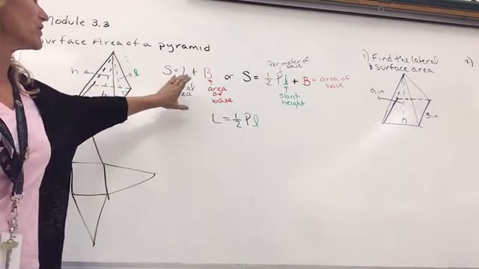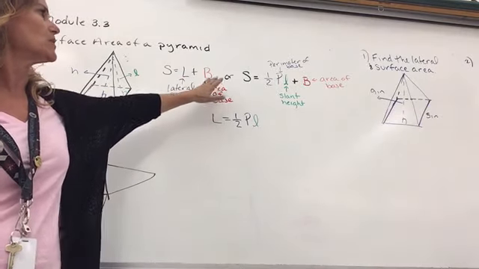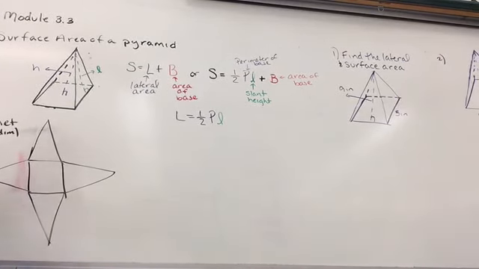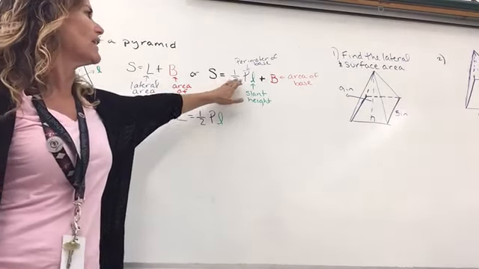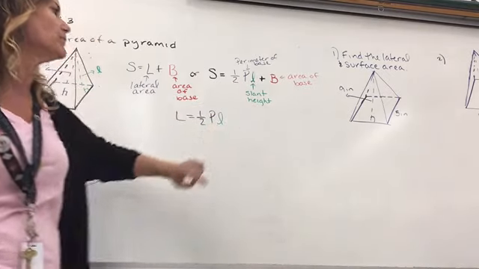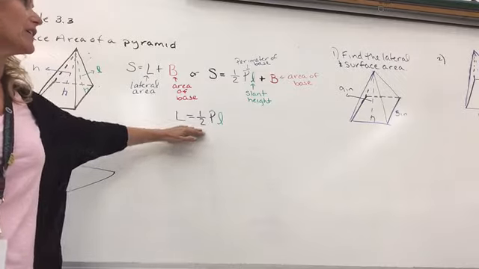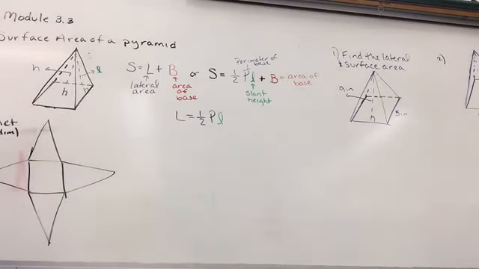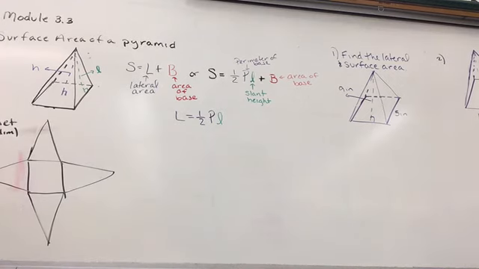So the formula for the surface area is the lateral area plus the area of the base. Or we can simplify that and say that the lateral area is 1/2 P times L. P is the perimeter of the base, L is the slant height, because that's what the lateral area is, plus the area of the base. So make sure you have these formulas written down. I would suggest you color code them to help you figure out what things are. We're going to look at practicing a couple of examples.